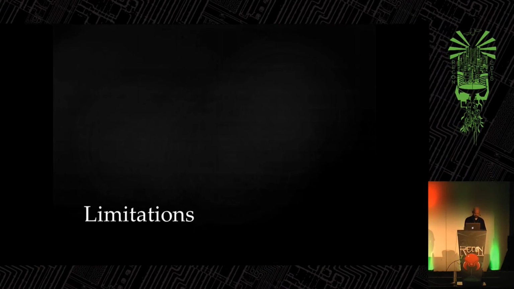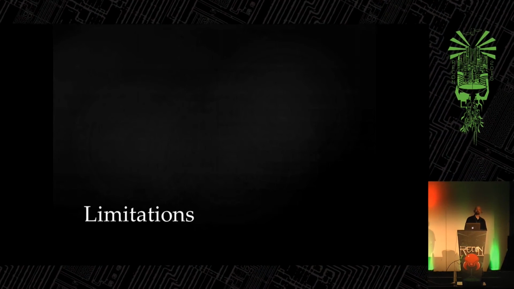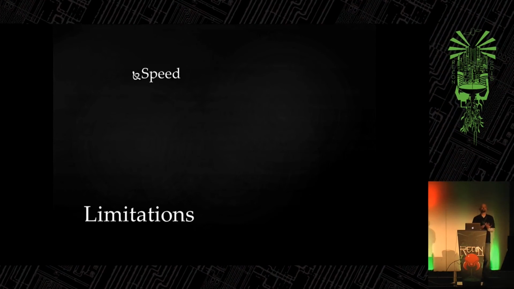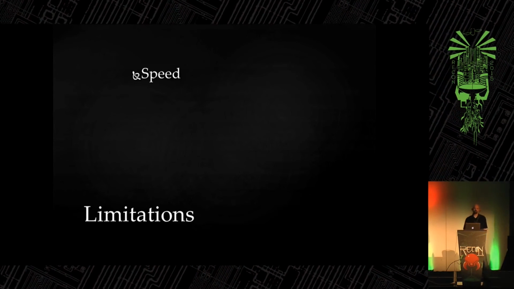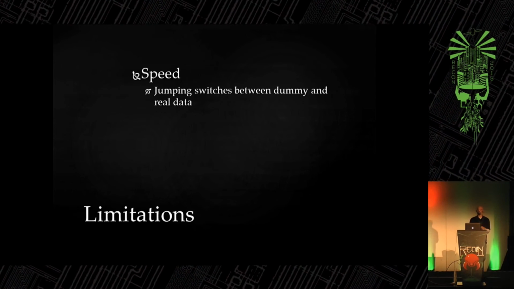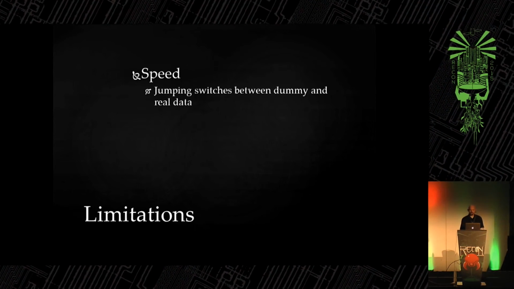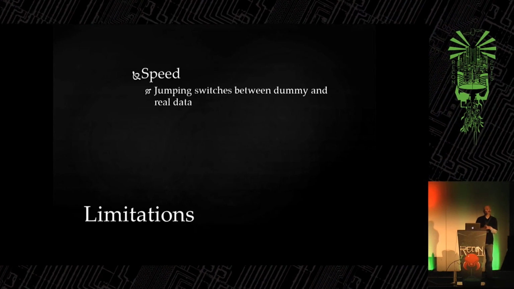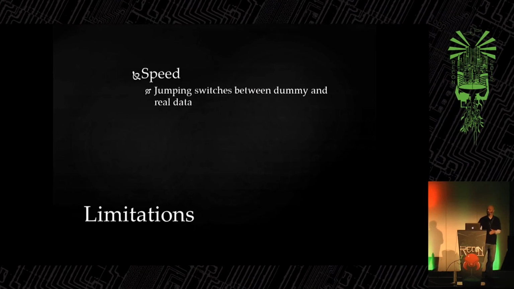So our limitations with this approach really aren't in what we can do. We can do anything. I think it's pretty obvious our limitation is speed. The thing just runs way too slow to be useful. And really, if you think about how it works, the reason for our horrible speed is essentially the way we have to implement jumps with only moves. Jumping switches between dummy data and real data.